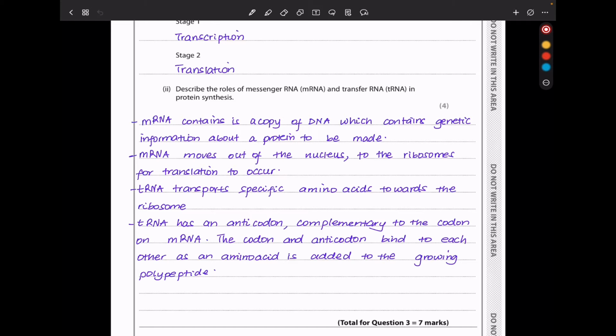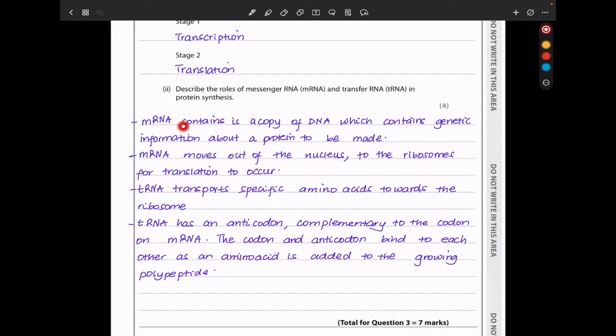Messenger RNA is made from DNA, and this contains the information for the assembly of the amino acids in order to create the protein. So it has to leave the nucleus, go to the ribosomes where it's going to be read, and then the transfer RNA will deliver the amino acids in order to produce the protein. So the messenger RNA will have a codon while the transfer RNA will have the anticodon, and so on.